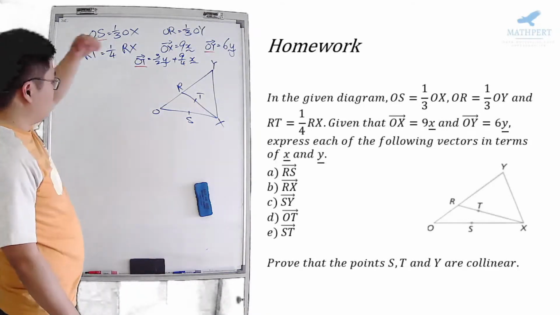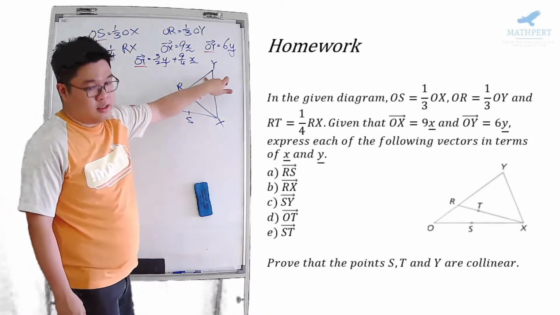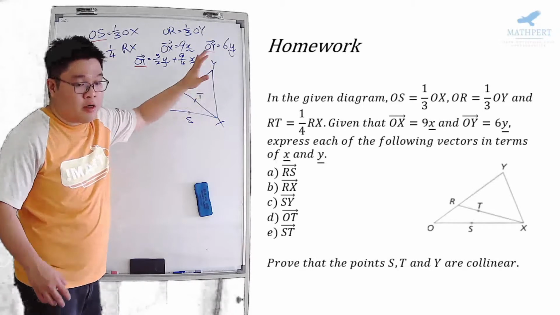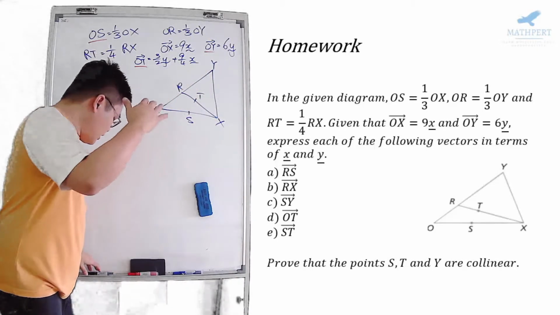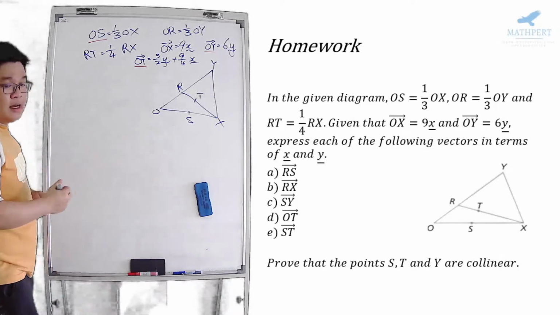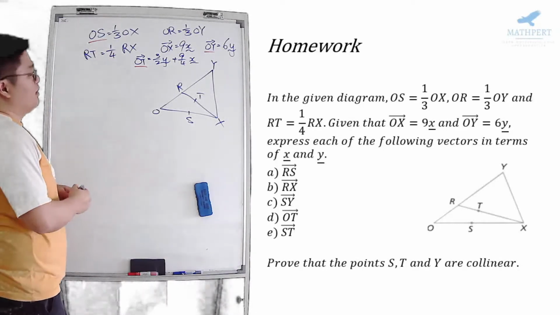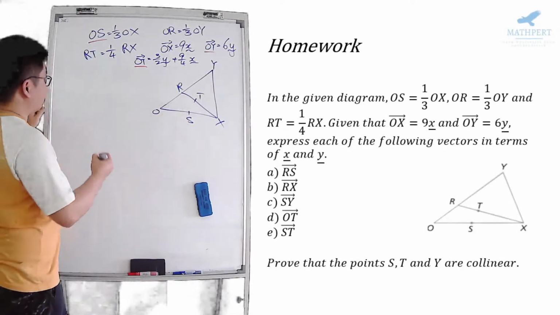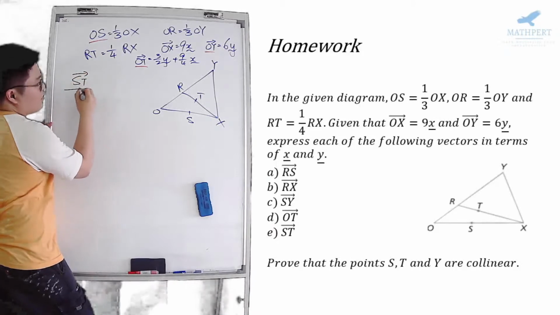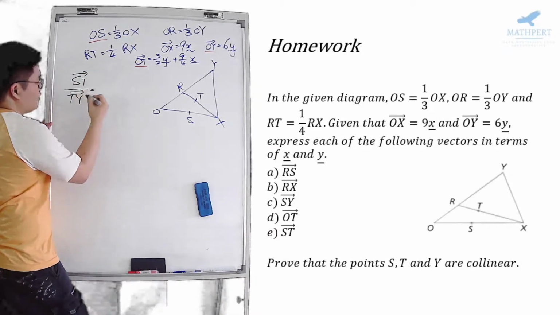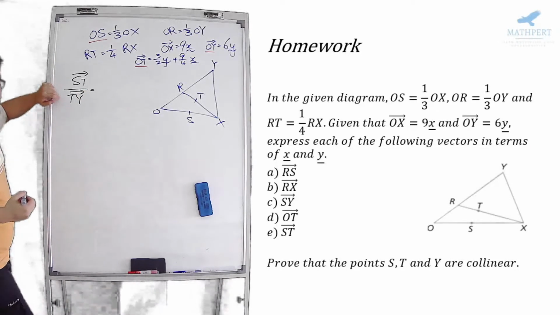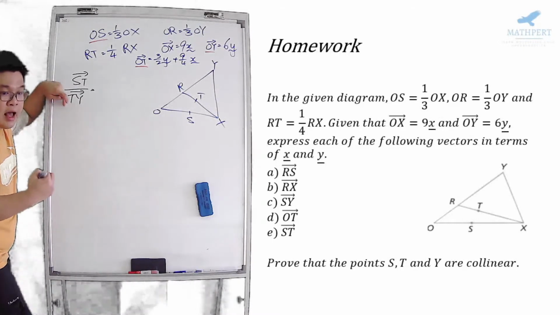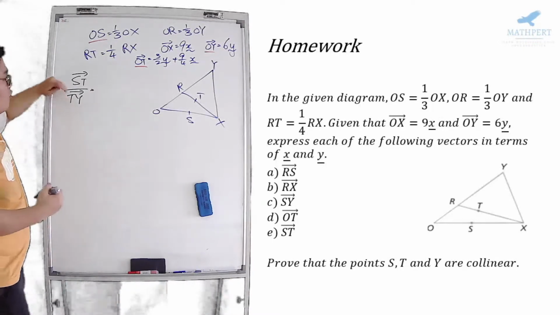So how do we prove whether STY is collinear? In order to prove that STY is on a straight line, collinear means lies on a straight line, we can find the gradient. Let's look for ST over TY. If ST over TY is a constant, it means that they are collinear on a straight line. So what is ST?